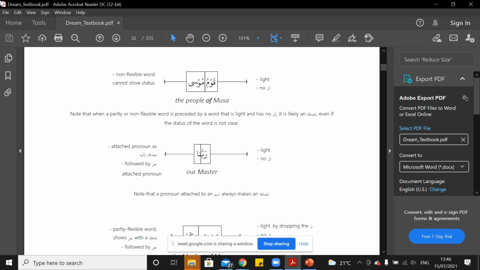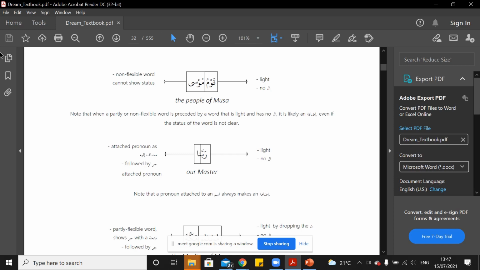Okay, so attached pronoun can be nasab or jar, right? Yes, sister. But we write only na. Long time ago we studied it. Yes, inshallah. Okay. So it's mudaf and mudaf ilayh.